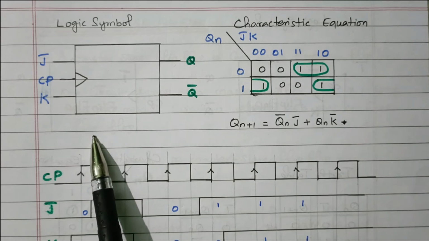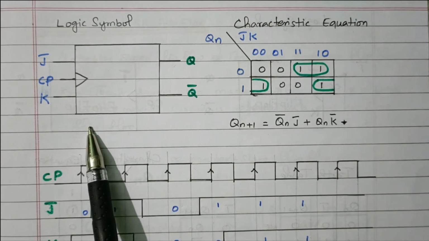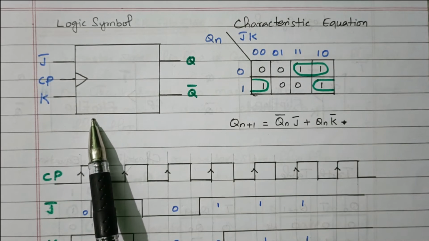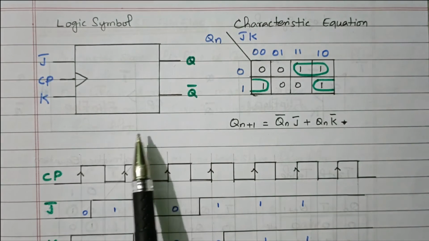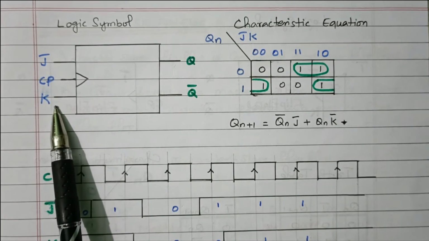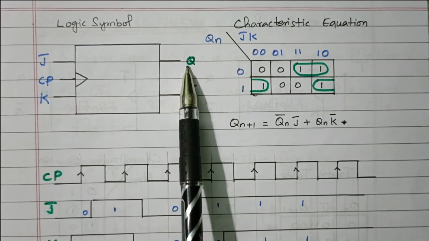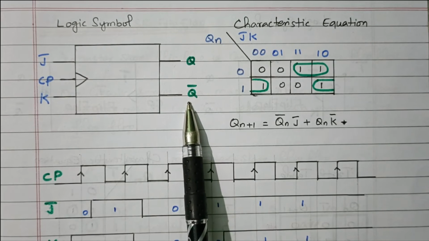So this is the logic symbol. Earlier we discussed the S R flip-flop, and from that we constructed the JK. So this is the total JK flip-flop: J and K, two inputs, a clock pulse, the output, and the complement of the output.